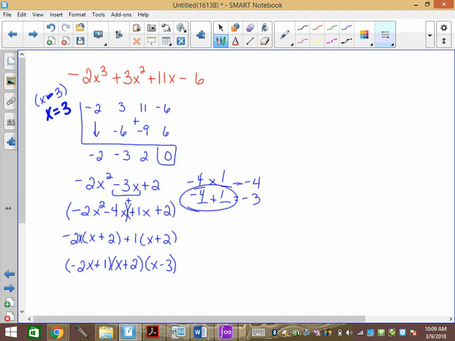Yeah. Oh, because this is one term, this is another term. I GCF the x plus 2 out, so I only have 1, and then I'm left with that. Yeah. So all of these are multiplicity 1.